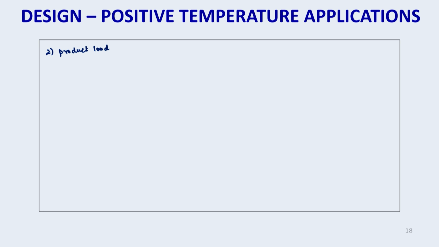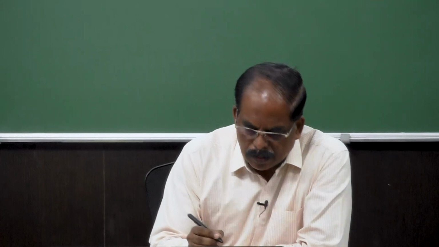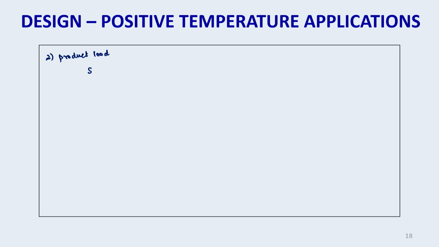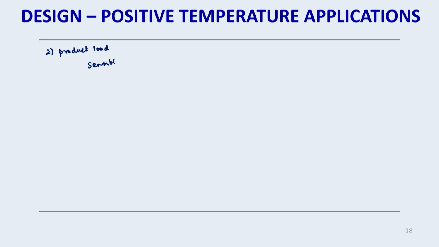Since the storage is above freezing, we need to calculate Q1 and Q4 only. Q2 and Q3 will be equal to 0. So the sensible heat above freezing, that is Q1, is equal to M into Cp into T1 minus Tf.